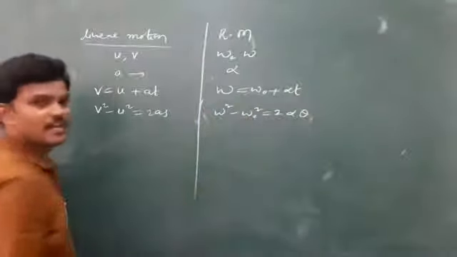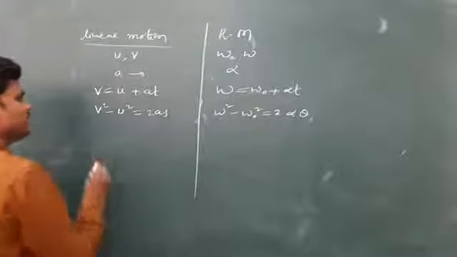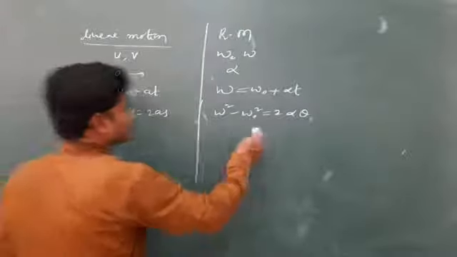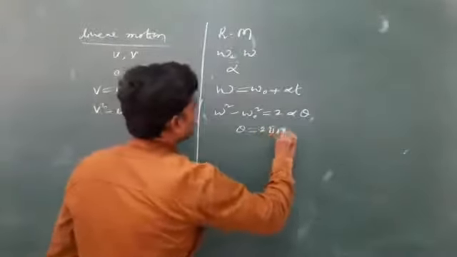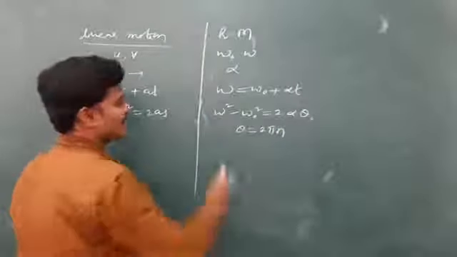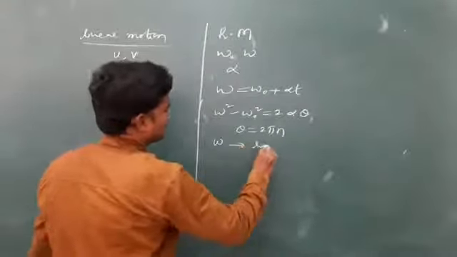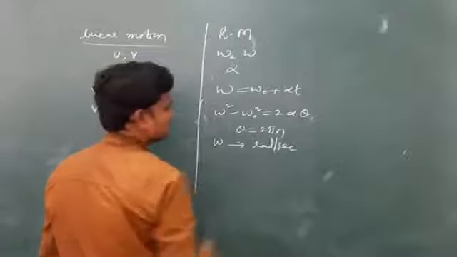What is theta? Angular displacement. And this theta is what? 2 pi n. And you know the unit. Omega unit is radian per second.